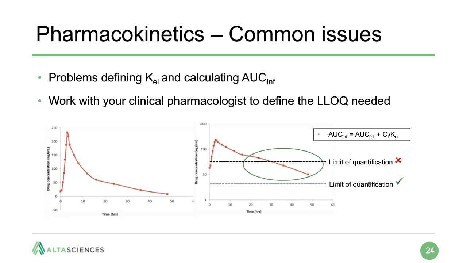Now, a problem that can be encountered is if your lower limit of quantification is not low enough. You may not be able to measure the terminal part of the curve, which will not allow you to derive Kel and ultimately AUC infinity. It becomes important here to work with your clinical pharmacologist, especially in pivotal bioequivalence trials, to define an LLOQ that is sensitive enough to capture the elimination profile of the drug.